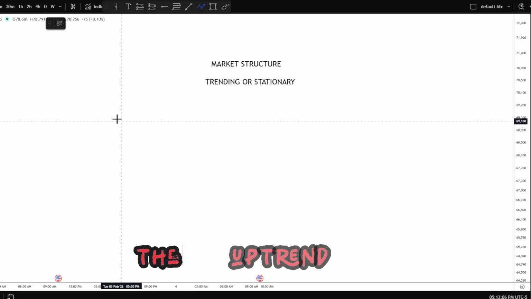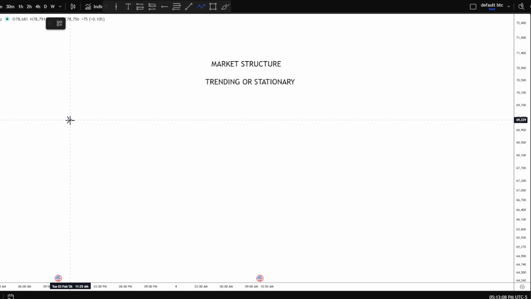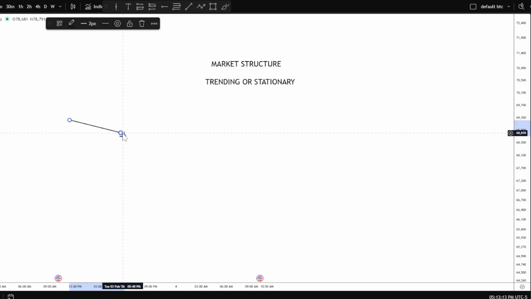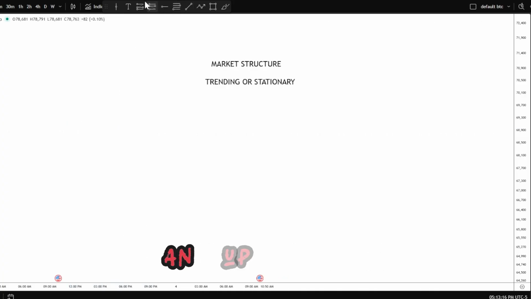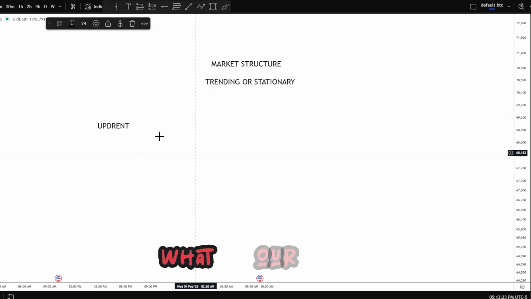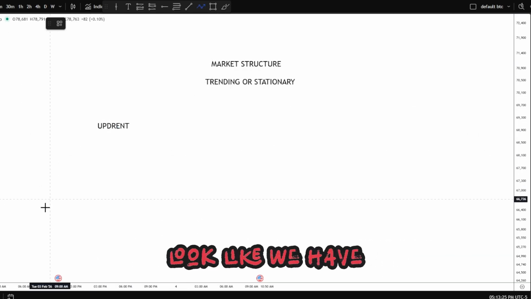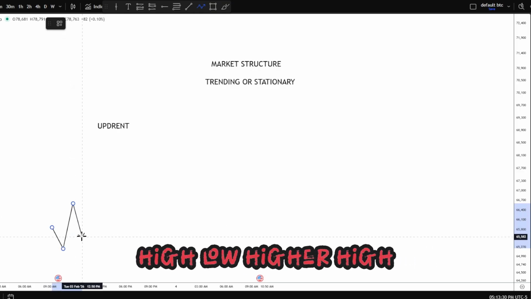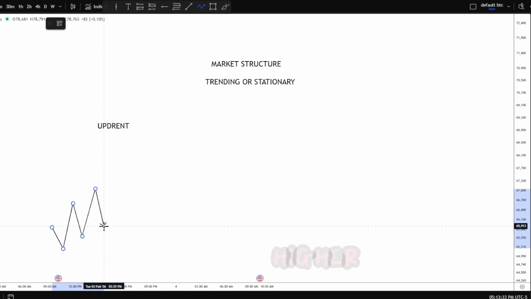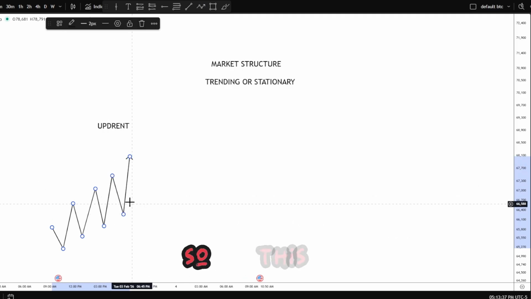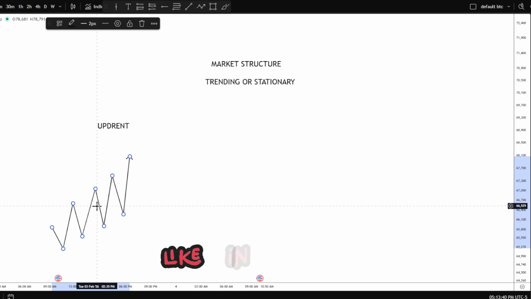So this is what the uptrend looks like in the market. We have an uptrend, right? And this is what our uptrend looks like. We have high, low, higher high, higher low, higher high, higher low, and higher high. So this is what an uptrend is like in the market.